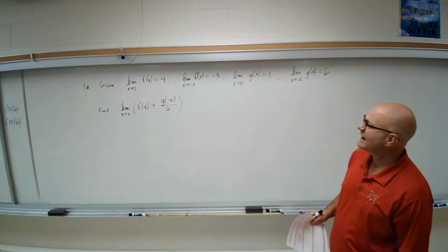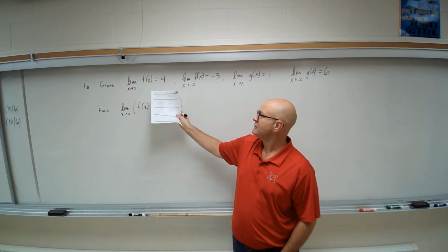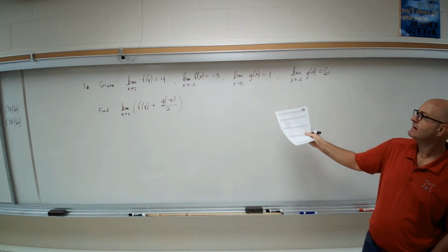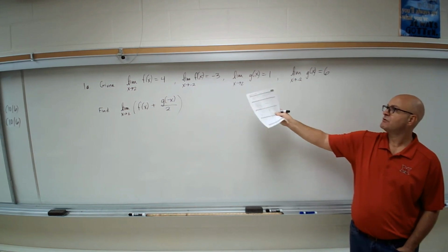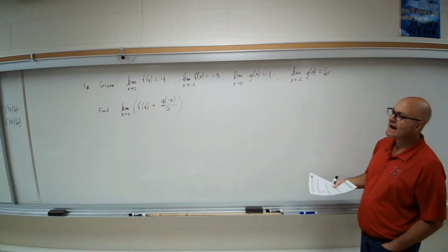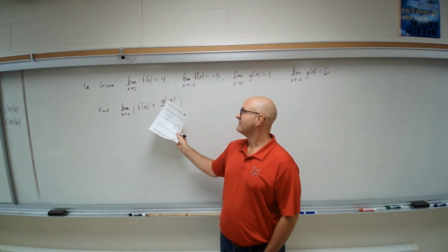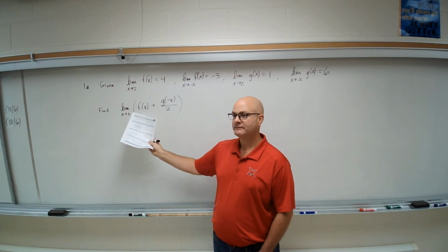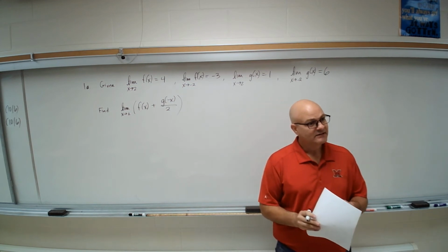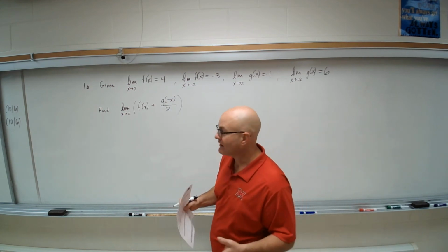Okay, so for our first example here, we're given all four of these facts. The limit of f of x as x approaches 2 is 4. Limit of f of x as x approaches negative 2 is negative 3. g of x as you approach 2 is 1. And the limit of g of x as we approach negative 2 is 6. We're asked to find the limit of f of x plus g of negative x divided by 2 as x approaches 2. So what we're going to have to do is use the properties we just looked at to break it apart. So we see a big addition sign right in the middle. Right? That would probably be a great place to start.